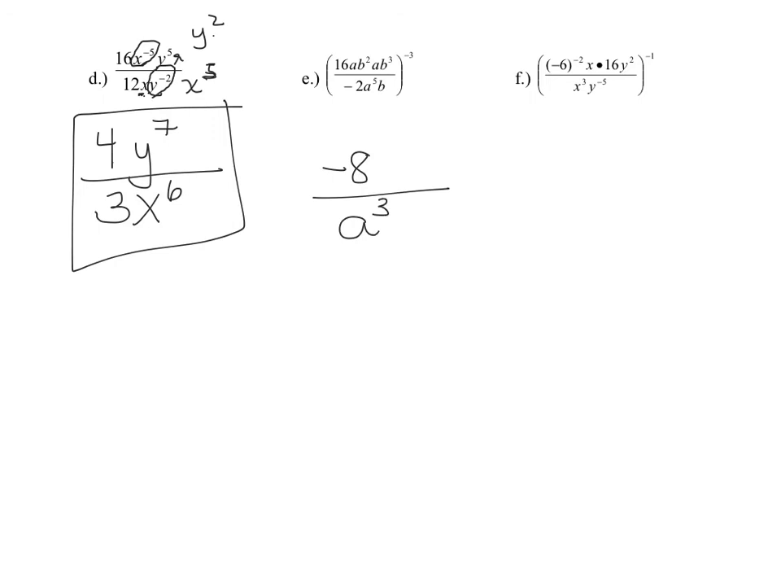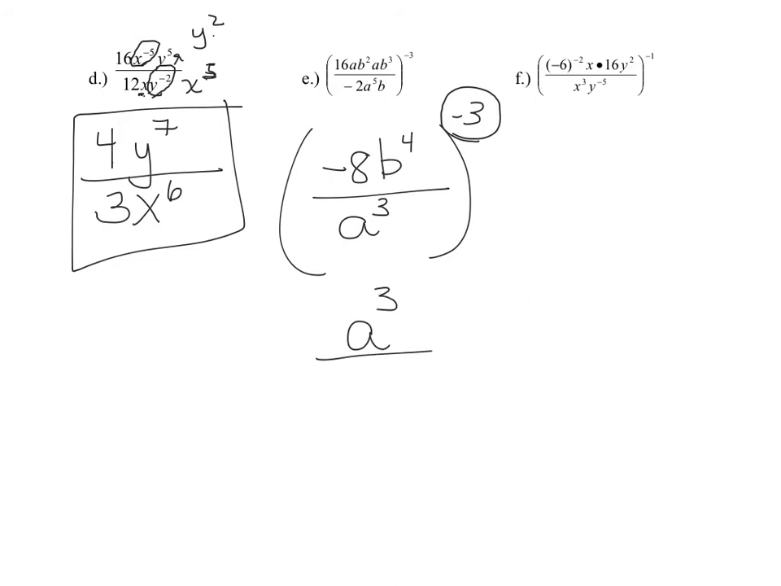And then the b's on the top, if you notice the b's at the top, you've got b to the 2nd, b to the 3rd. Well, that's b to the 5th over a b. b to the 5th, canceling out one of the b's, well, that's going to leave me with b to the 4th at the top. This whole thing is being taken to the negative 3rd power. All right? So now to make that guy positive, flip the inside. So I'm going to flip the inside and make it a to the 3rd over negative 8 b to the 4th. That whole thing now is going to the positive 3rd power.